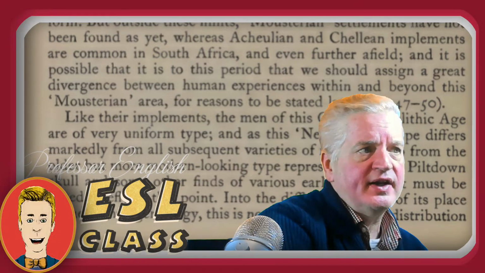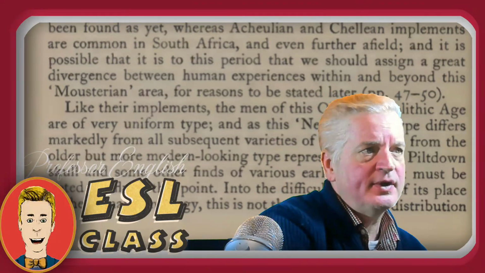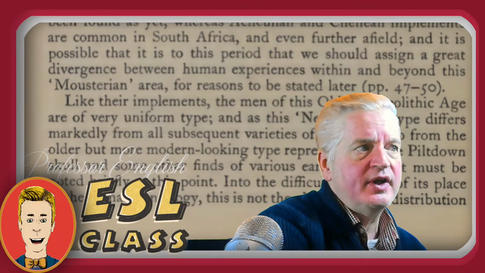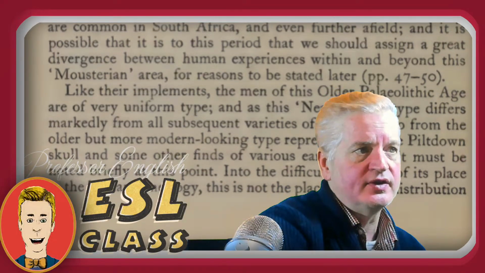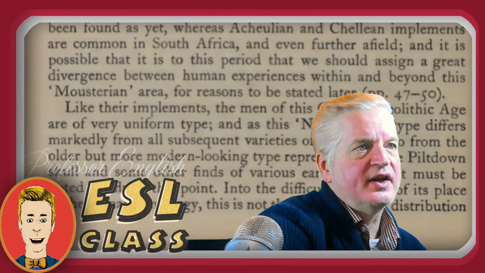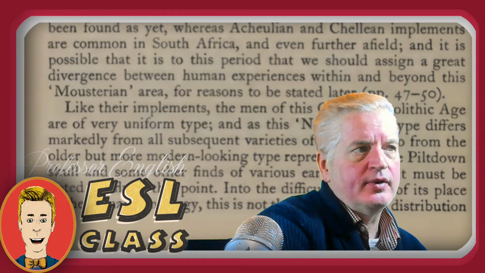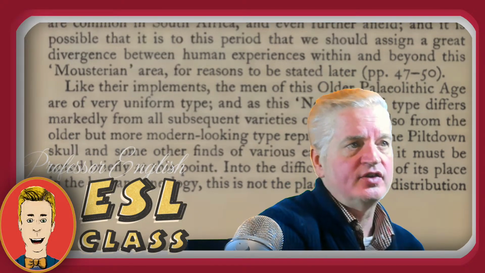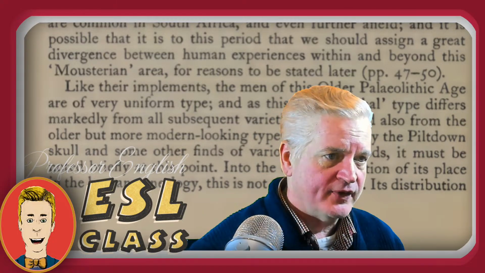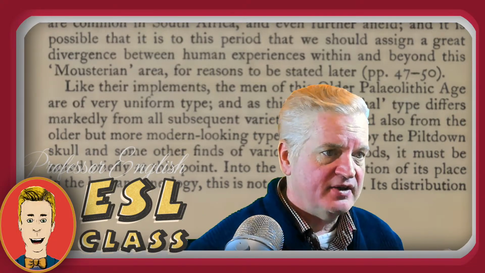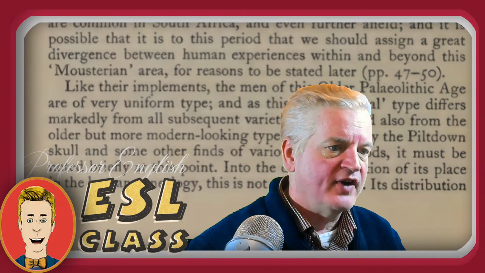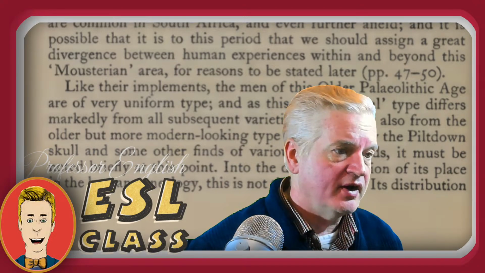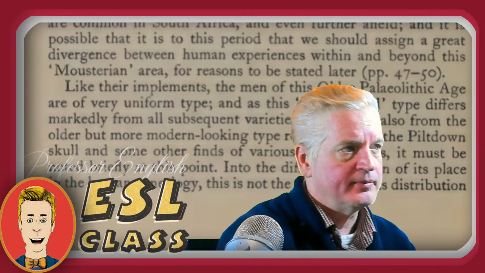Okay, and it is possible that it is to this period that we should assign a great divergence between human experiences within and beyond this Mousterian area for reasons to be stated later. Let me read that again. And it is possible that it is to this period that we should assign a great divergence between human experiences within and beyond this Mousterian area for reasons stated later. So they're saying there's something very significant about this period because suddenly there's this big difference between the type of things that you might find in southern Africa, South Africa, and this area around the Mediterranean.